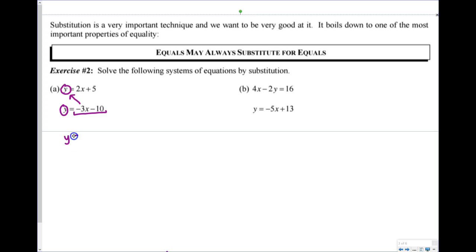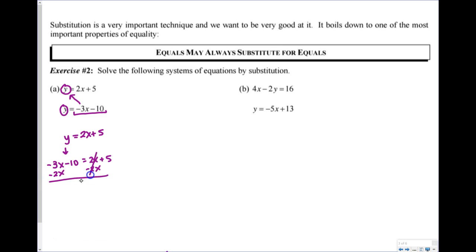So I have y equals 2x plus 5, but I'm going to replace y with negative 3x minus 10 equals 2x plus 5. I'm making that substitution. That's the key learning objective here, is making that substitution. The rest is just solving, right? Subtract the 2x on both sides to get the x on the left.